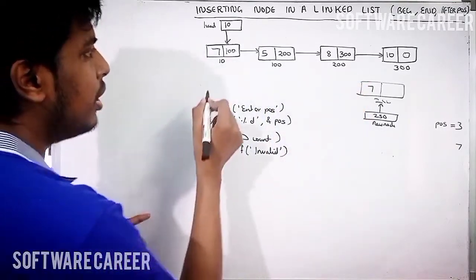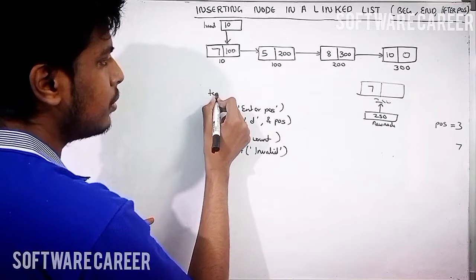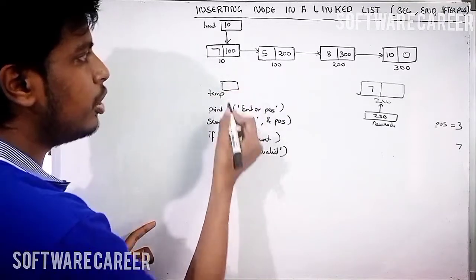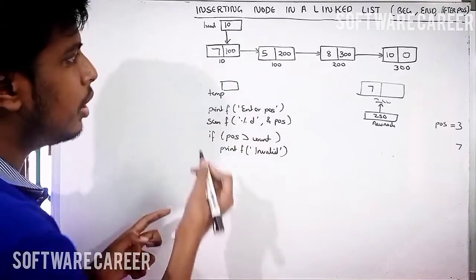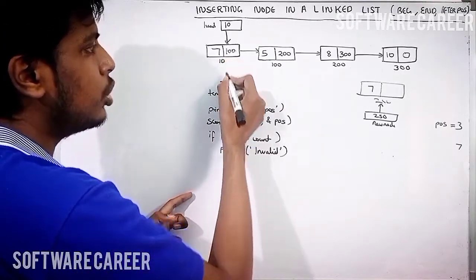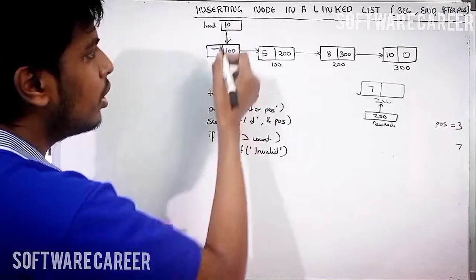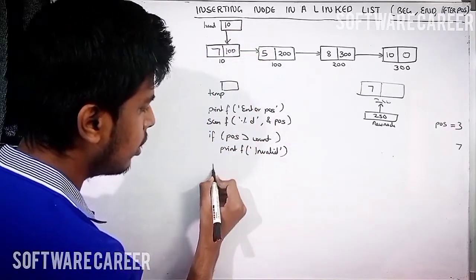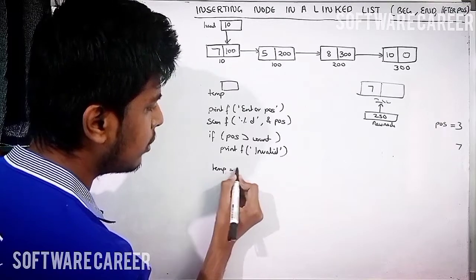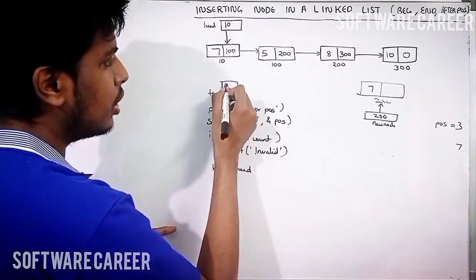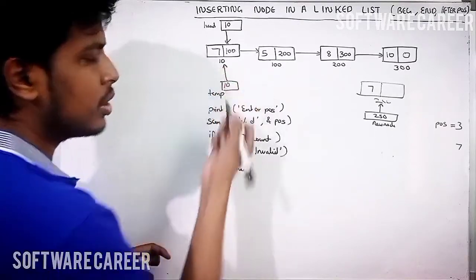So I am creating a pointer called temp, and this pointer should point towards the first node. That means the first node's address should be stored here. How can I get the first node's address? From head. So I should write here temp equals head. Now head is 10, so 10 is stored here. Now temp is pointing to the first node.